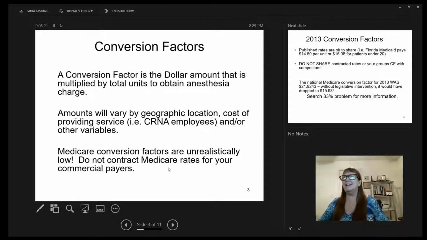Another thing that I like to point out is that Medicare conversion factors are unrealistically low. In order to point that out, when I was putting this together, I left in my information from 2013. I didn't go all the way back to 2008. I keep track of all that good stuff. But 2013 was 8 years ago, and it's kind of mind-boggling to me that instead of getting paid more, you somehow end up getting paid less.